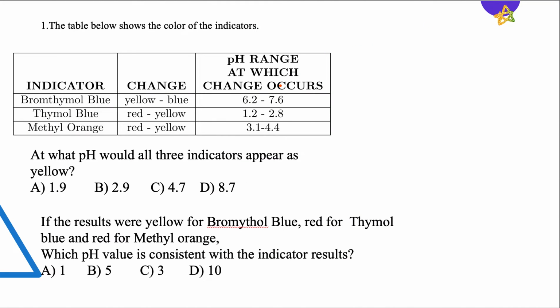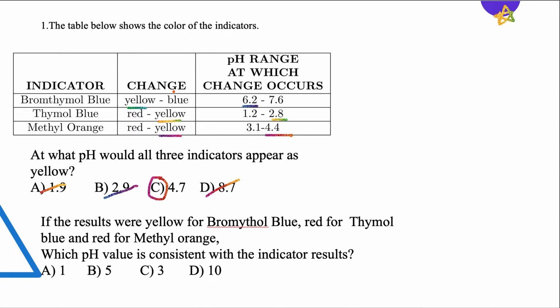Okay, so let's take a look at this one here. The first one says, at what pH would all three indicators appear as yellow? So in the first one, it has to be below 6.2. So that means this can't be the answer. The second indicator says it would have to be at 2.8 or higher. So it can't be this one. And then the last one says it has to be higher than 4.4. So it can't be that one. So that's how we can conclude that the answer would be 4.7.